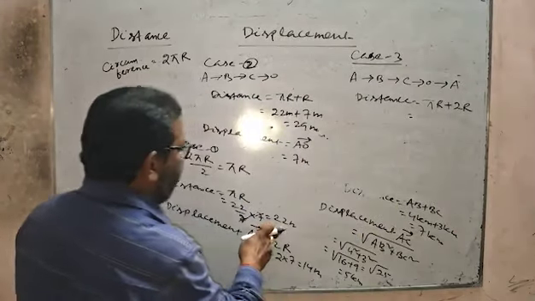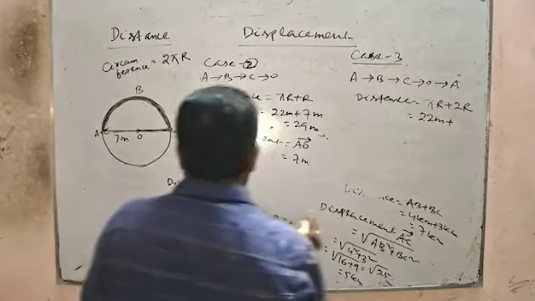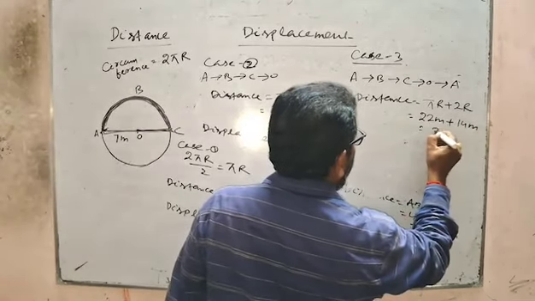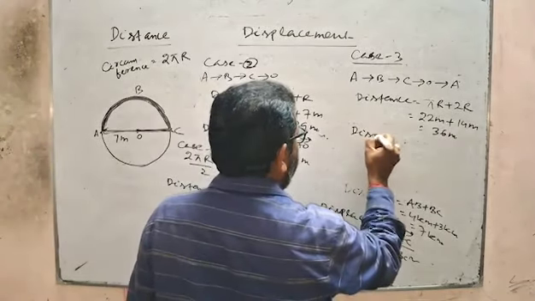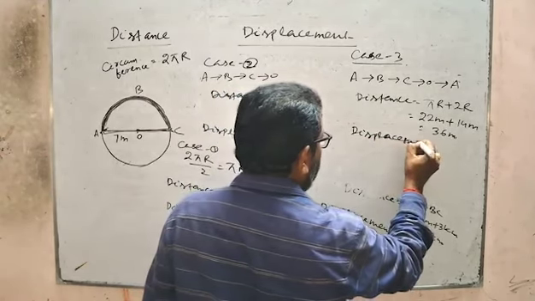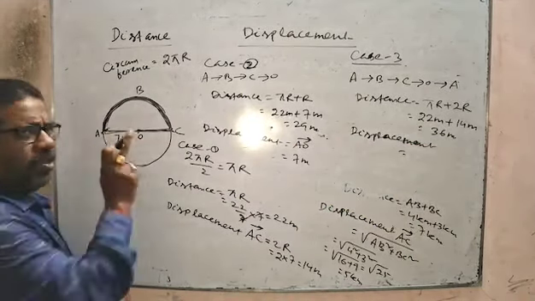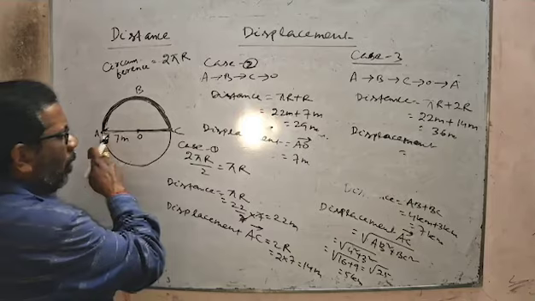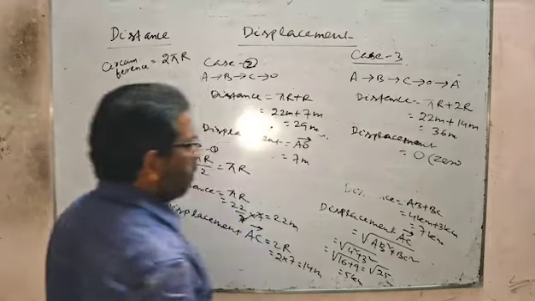Pi r, we get 22 meter. And diameter is equal to 7 plus 7, 14 meter. 36 meter is the distance. What is displacement? In this case, the initial position of the body is A and the final position of the body is also A. So, displacement is 0.